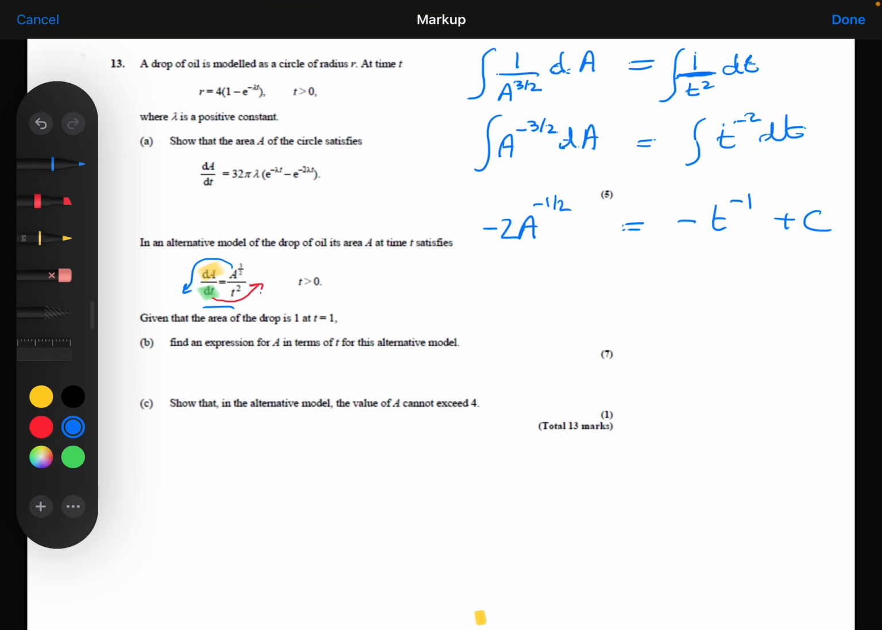Right. We were told that the area was 1 when t is 1. So let's substitute that in. So, if a equals 1 when t equals 1, we'll get minus 2 times 1 to the power of minus a half equals minus 1 to the power of minus 1 plus c. Now, 1 to the power anything is going to be 1. So this is just going to be minus 2. And again, 1 to the power anything is going to be 1. So therefore, c equals minus 1.